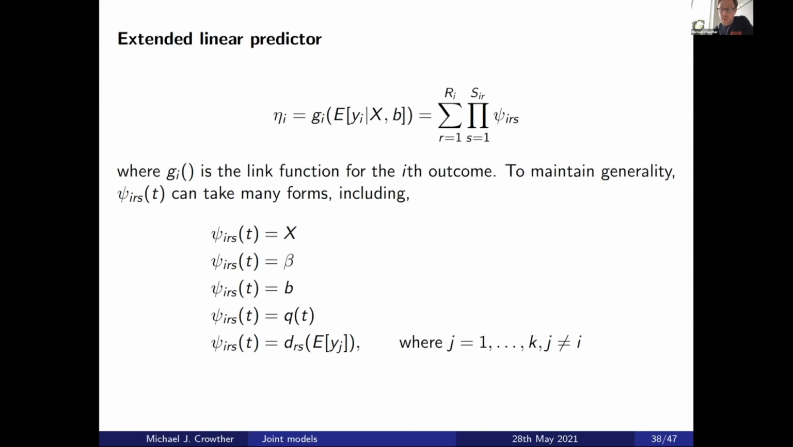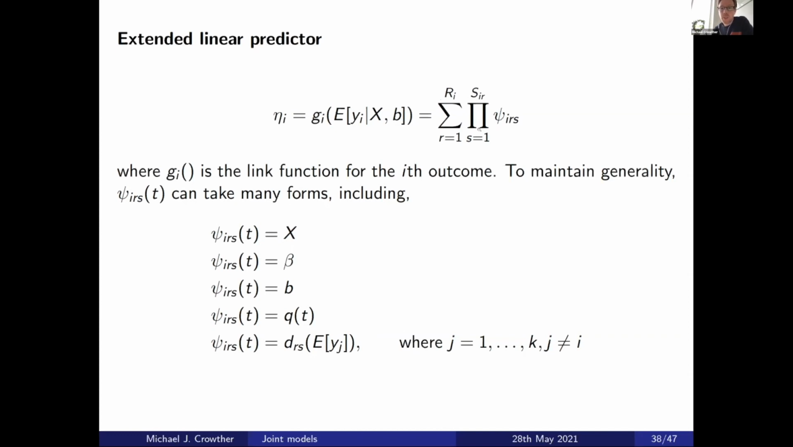I've got elements and components. Each component is made up of elements. Elements can be simple things. It can be a covariate, a vector of ones for an intercept. It can be a fixed effect parameter to estimate. It could be a normally distributed random effect. It could be a function of time. It could be a function of the expected value of a different outcome. So this is where we get all the special cases of joint models.